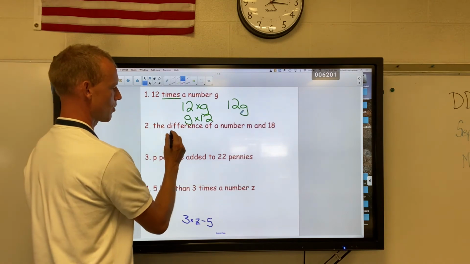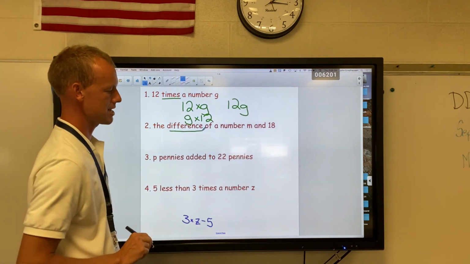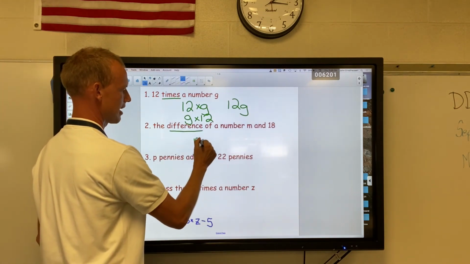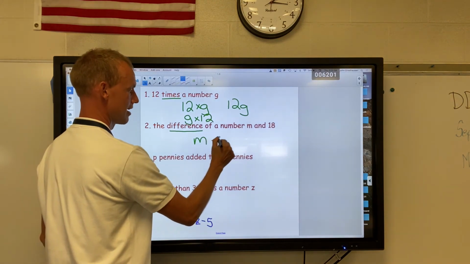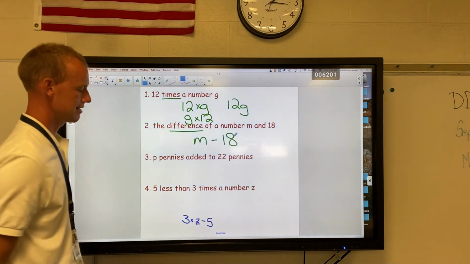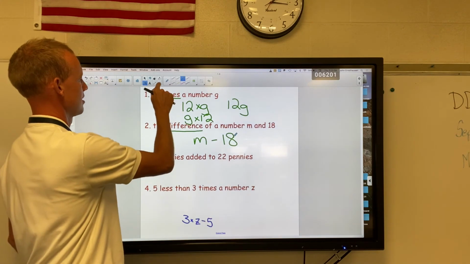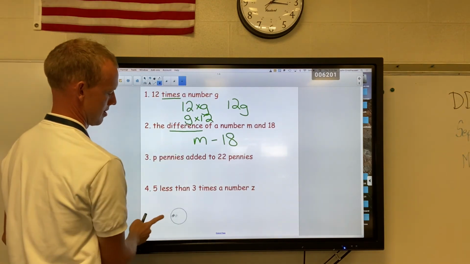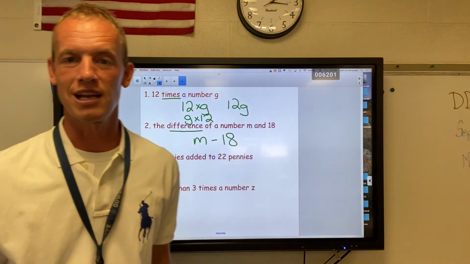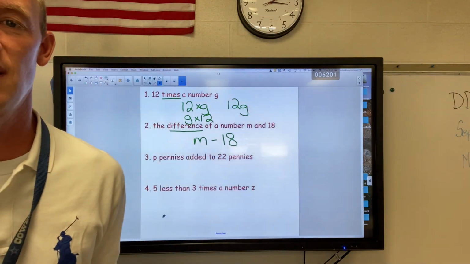Okay, 12G. The difference of a number M and 18. So for this one, it wants to know the difference. What does that mean? That's basically like saying you're subtracting M and 18, okay? Yeah, if you didn't catch that, I had a free answer there on the screen that I forgot to erase.